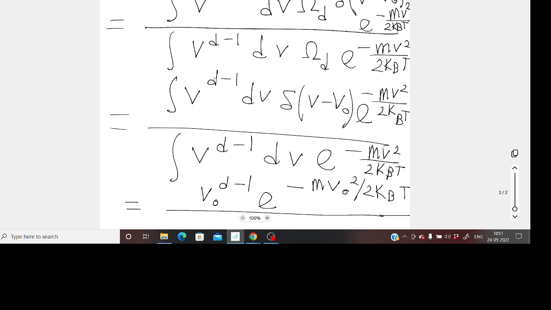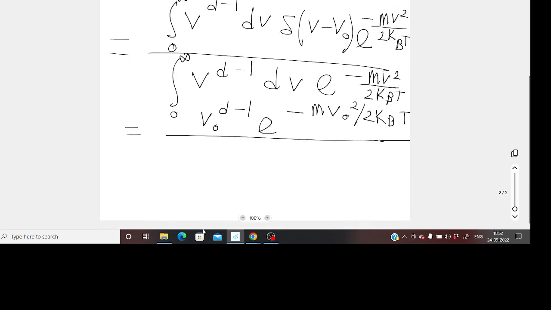Okay, I have used the property of the Dirac delta function. So if the value of v is inside this limit, then you'll get the value of this integral at that point, right? And if it's not there, then you'll get 0. So here, at v equal to v0, this integral gets modified to v0 to the power d minus 1 into e to the power minus m v0 square by 2 kBT.